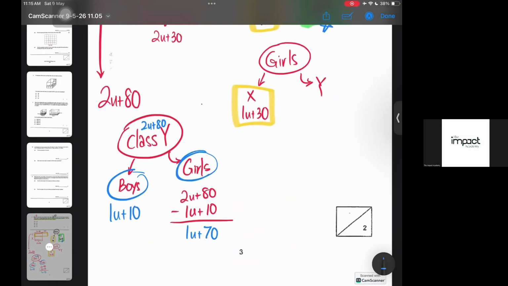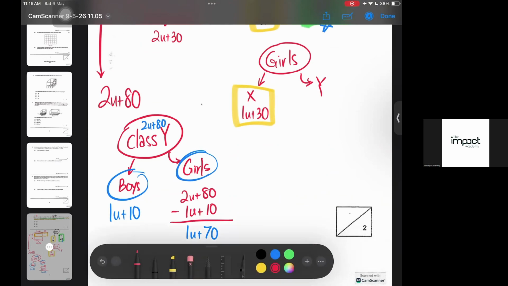Okay. But what is the question really? Once you're done, I'm not going to move on until you're done with this, okay? How many girls in class Y? 1 unit plus 70. What is 1 unit? 1 unit means 1 group. But what is their difference? The question is asking for... You all read the question for me.